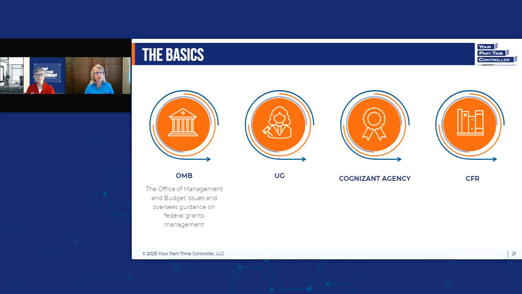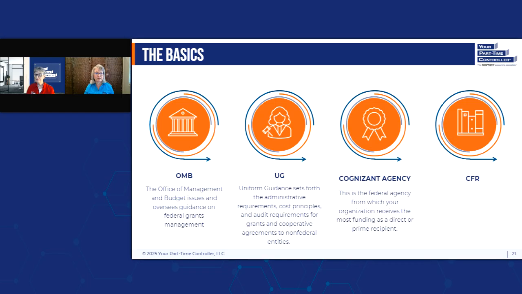The OMB, Office of Management and Budget, establishes the guidance that all other federal agencies must follow when managing the grants and cooperative agreements made by those agencies. Uniform guidance represents the rules and requirements for federal awards established by the OMB. Keep in mind that this is guidance, not regulation.